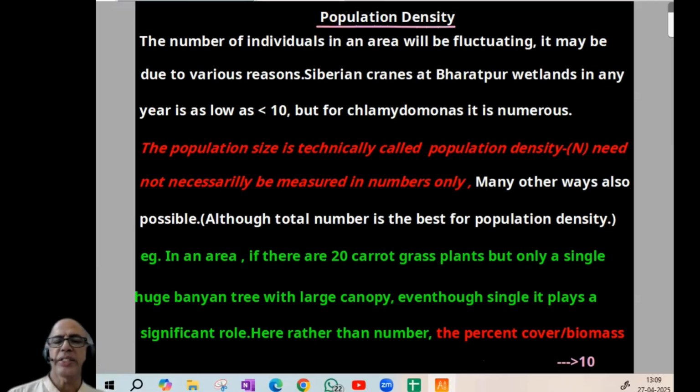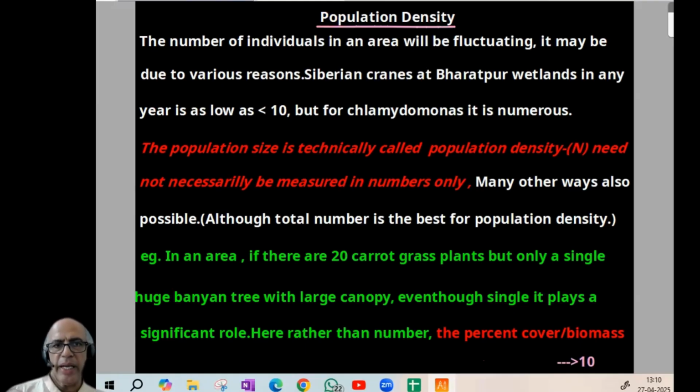Now, population size is technically called population density and the letter is capital N. It need not necessarily be measured in numbers only. So don't think it is always measured in numbers. Slight variation is possible in ecological sites. Main is number, but many other ways are also possible. That is, the total number is the best for population density. In some contexts we have to depend on others.